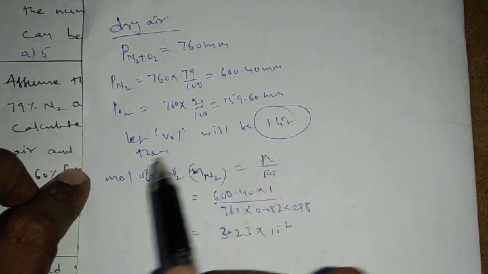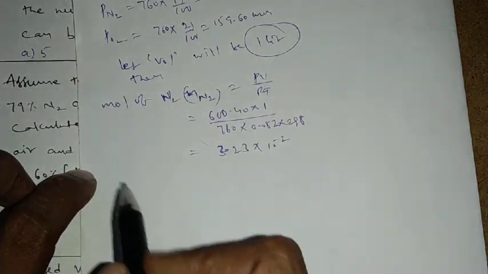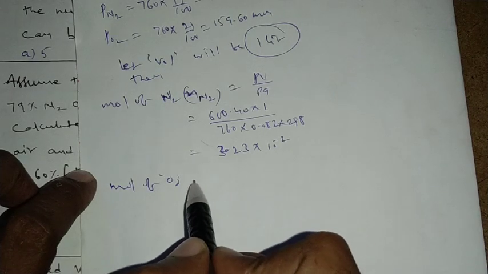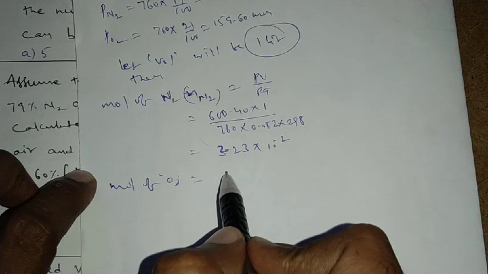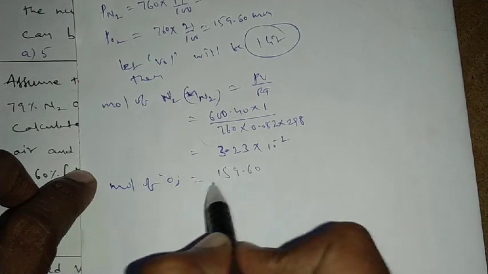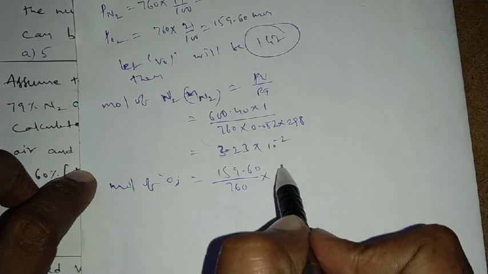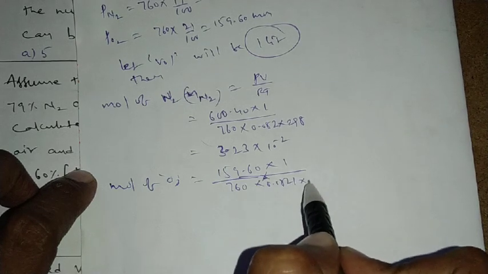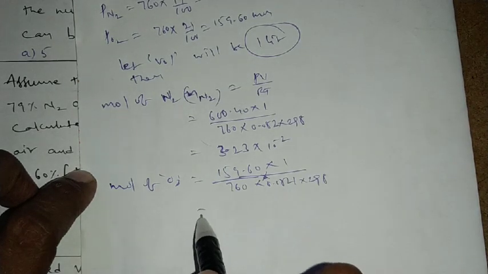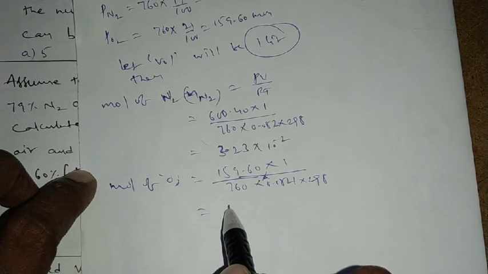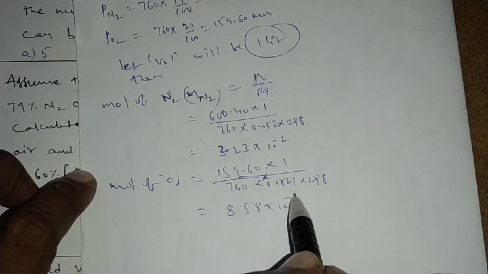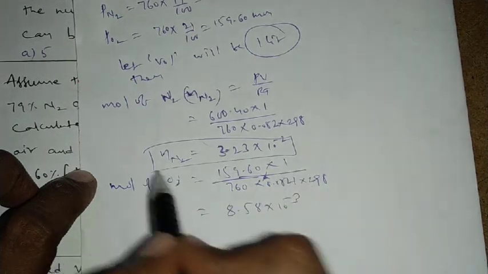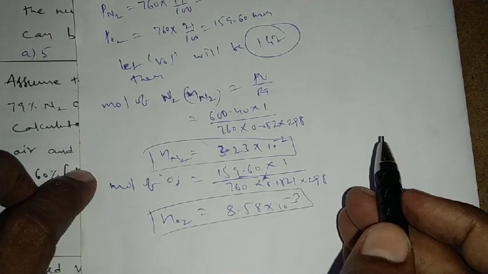Volume we consider as 1 liter. At that time, number of moles we found. Similarly, number of moles of O2. Moles of O2 equals what will we get? Same formula, PV by RT. Here, 159.60 by 760 into 1 by 0.0821 into 298. Everything is same, but only 159.6. If you simplify, you'll get 8.58 into 10 power minus 3. Is it okay? So these are the number of moles of nitrogen and number of moles of oxygen.